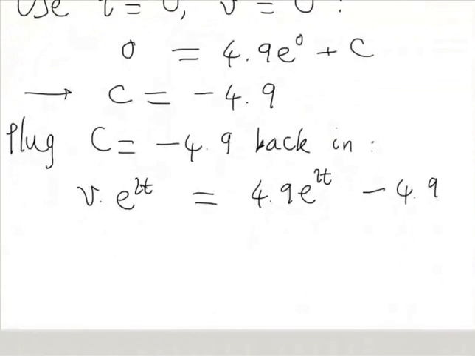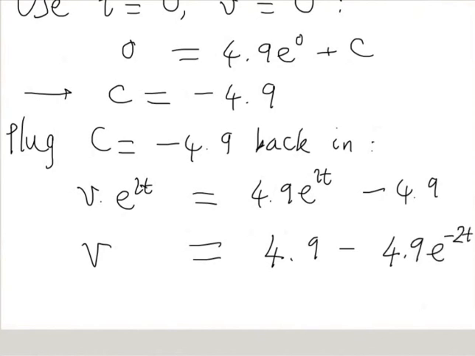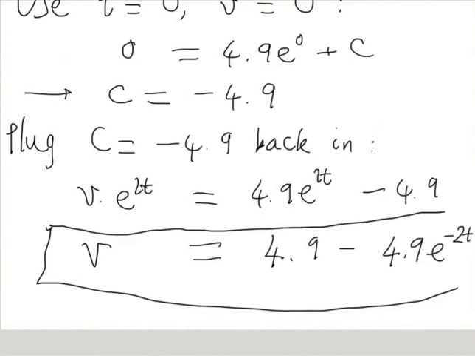And now to solve for v, we can multiply both sides by e to the negative 2t, which is the same as dividing both sides by e to the 2t, either way. And the answer you get is this. This is the formula for the velocity of the object at time t.